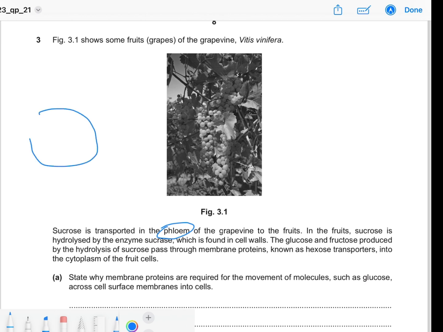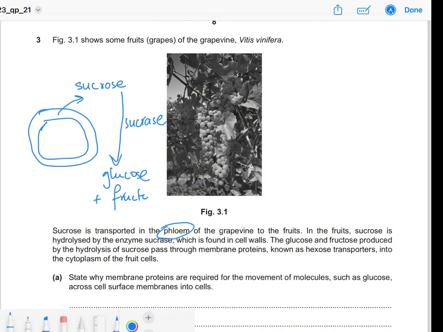Okay, so let's imagine this is a fruit cell over here. Here in the cell wall, you will have sucrose as well as sucrase enzyme, or let me just show the catalyzed reaction over here. The sucrase enzyme will catalyze the conversion of sucrose into glucose and fructose, and then these will pass through a transporter protein, right? That's what we have here, hexose transporters, into the cytoplasm of the fruit cell.